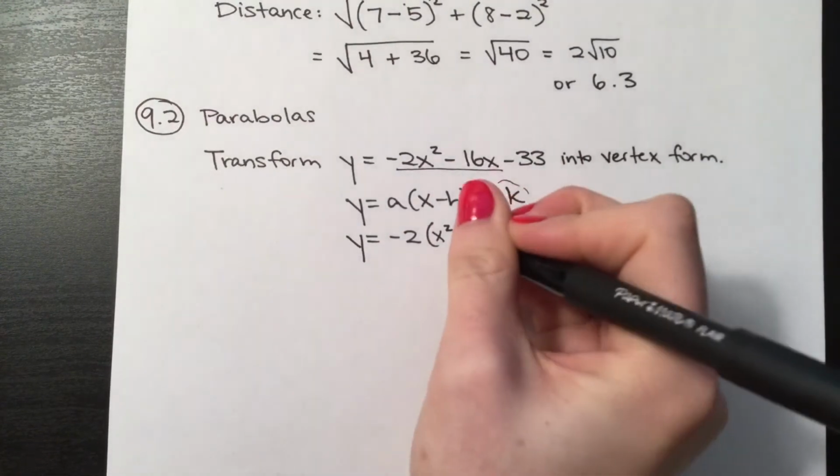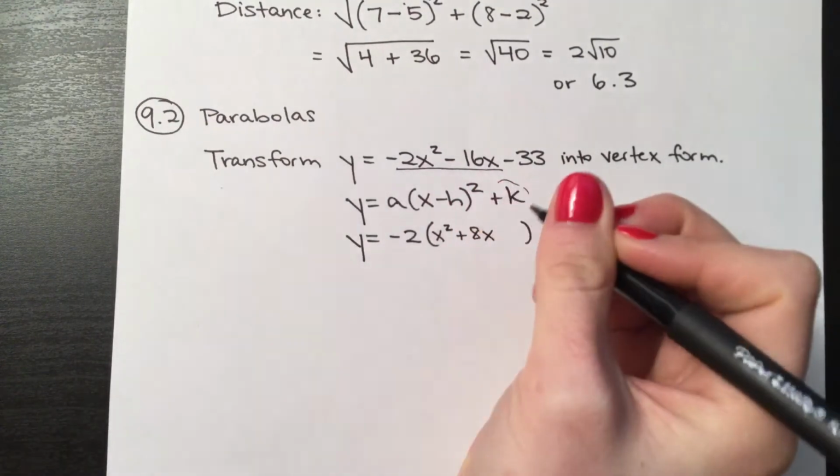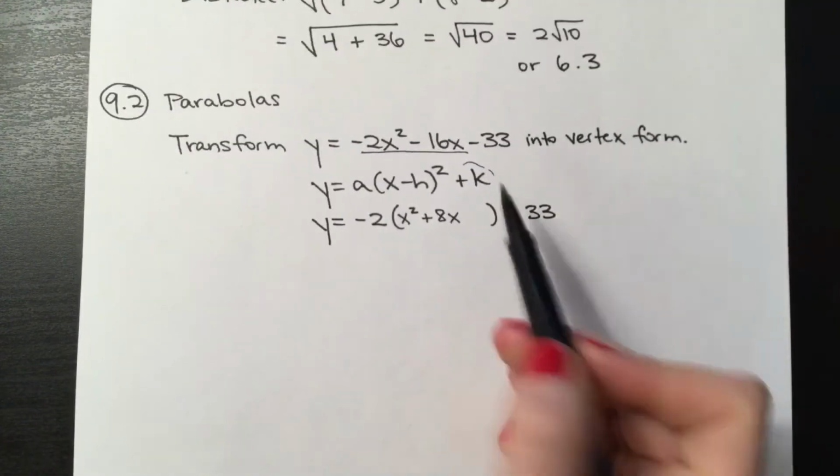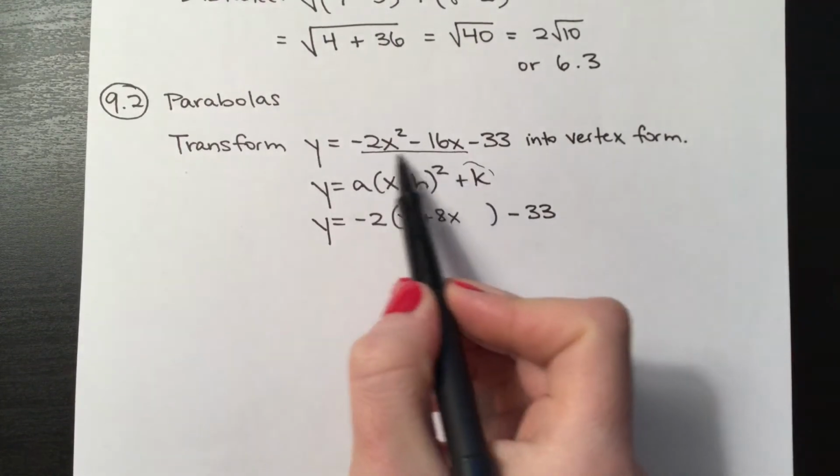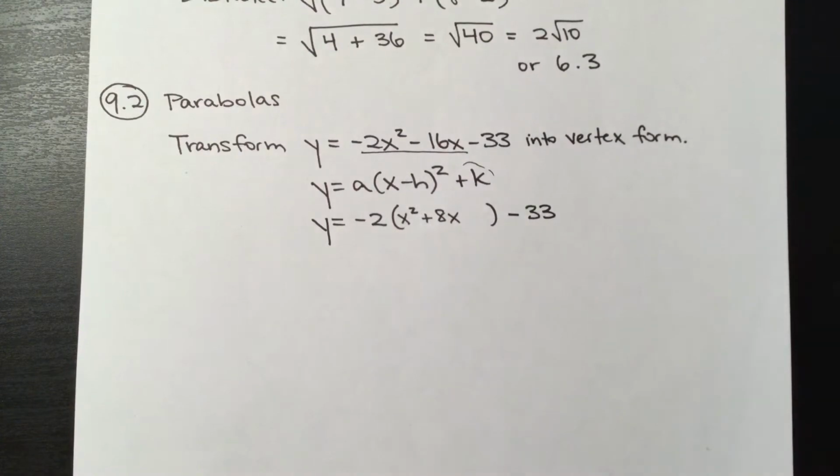Divide this by -2, I'm left with positive 8x. And notice I'm purposely leaving a little space there because I need to have another number here so that I can write this in this form. And that's where we do that completing the square step.